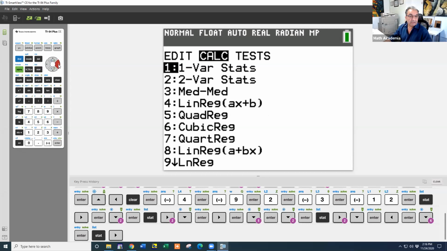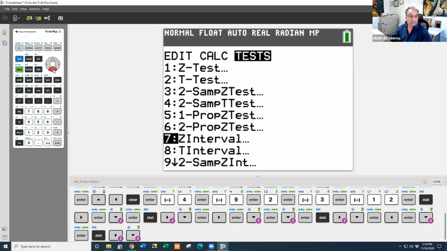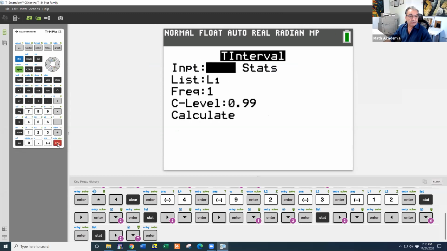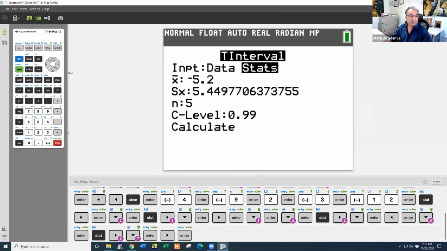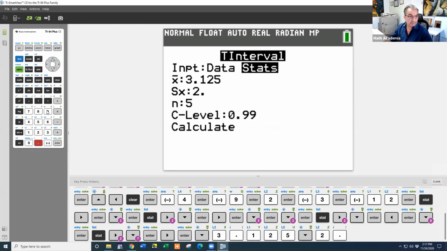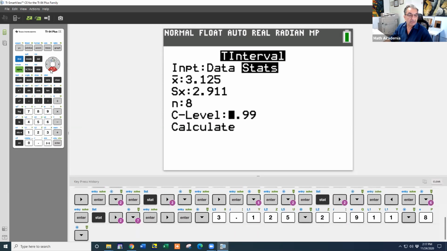So we can go to stat test and scroll down to T interval. And here it's stats because stats are given. So our x bar is d bar in the problem, which was 3.125. And s sub x is s sub d, which was 2.911. And n is 8. The confidence level is 0.99. And just calculate.